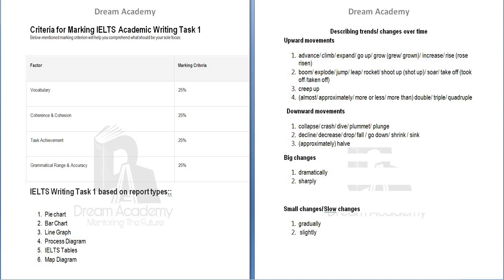So let's start. So here, criteria for marking IELTS academic writing task 1. Here are the factors and here are the marking criteria. For vocabulary you will get 25%, for coherence and cohesion 25%, then task achievement 25%, and grammatical range and accuracy 25%. So in these 4 criteria, total 100%.